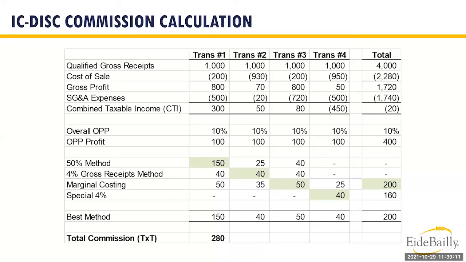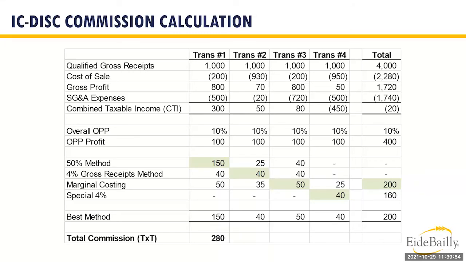And when we go to transaction 4, we now have a negative CTI. So this is when the no loss rule comes into play. We can't take a commission under either the 50% or the 4% method, but we still have the marginal costing method available. And so our marginal costing method will give us $25. However, the special 4% comes into play here because the $40 is less than our marginal costing combined taxable income. And so we can take the $40 commission under the special 4% method. So when we add all 4 of these up, our total commission is $280.